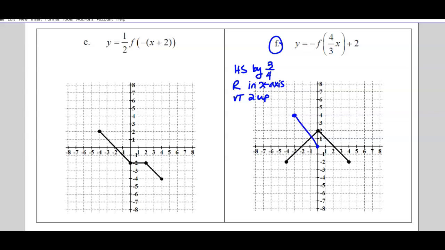This is a fairly straight line here. And then this, you can guess it to be symmetrical over that way. 4 here times 3/4 is 3. Reflecting the x-axis, +2 for y, and then 2 up. Okay.